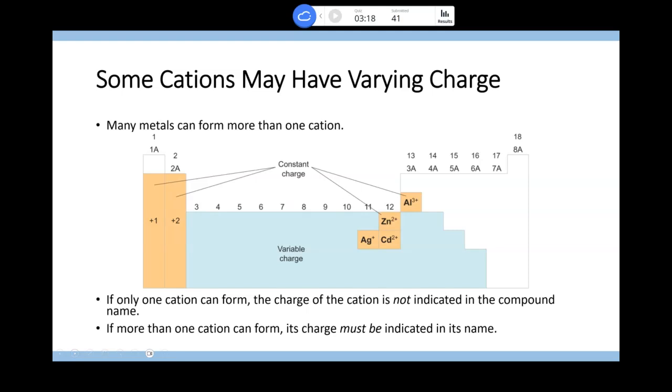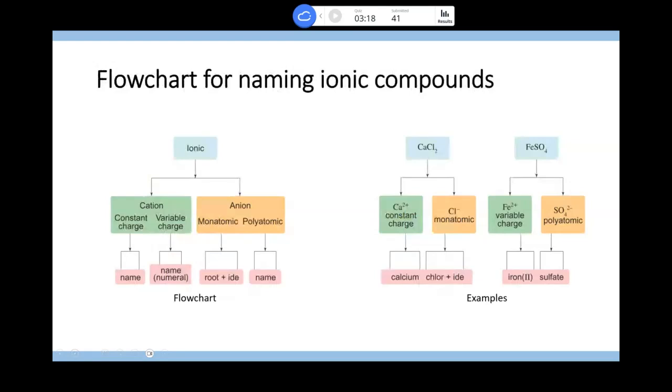But if we have any cation that's in this section, so basically almost all of the transition metals except for a few, then we need to indicate which charge it has for that specific compound. And so we do indicate that in the name when we write out the actual name of that compound. So I have a flow chart and then some information on future slides and then a bunch of examples. So this flow chart, I feel like I need a laser pointer.